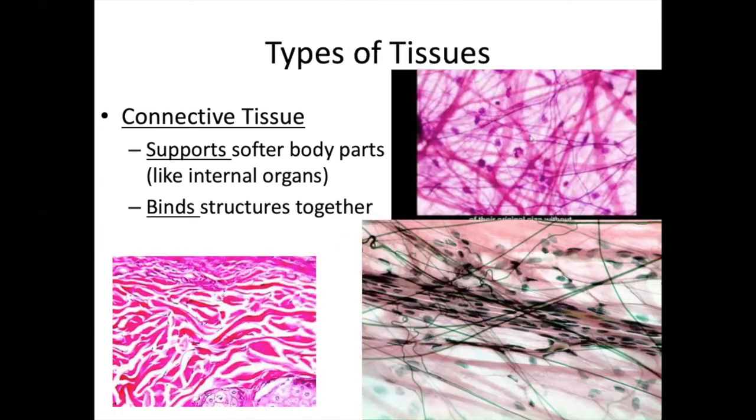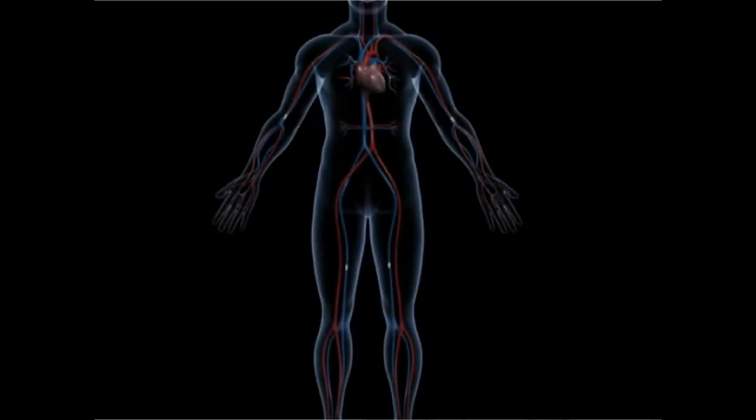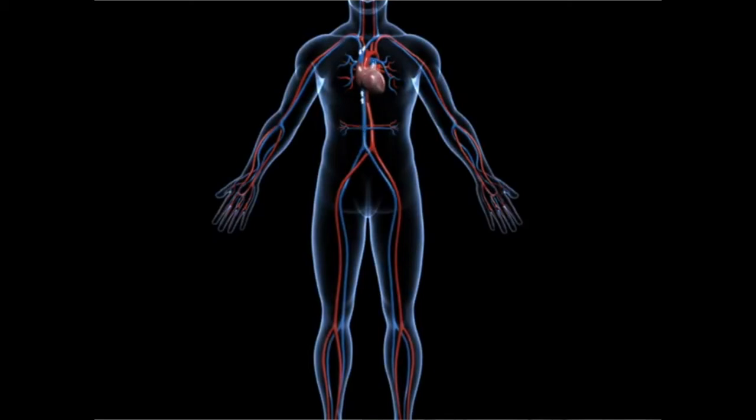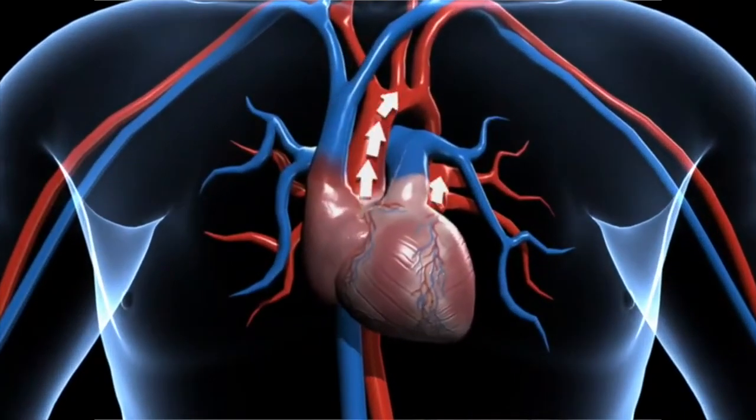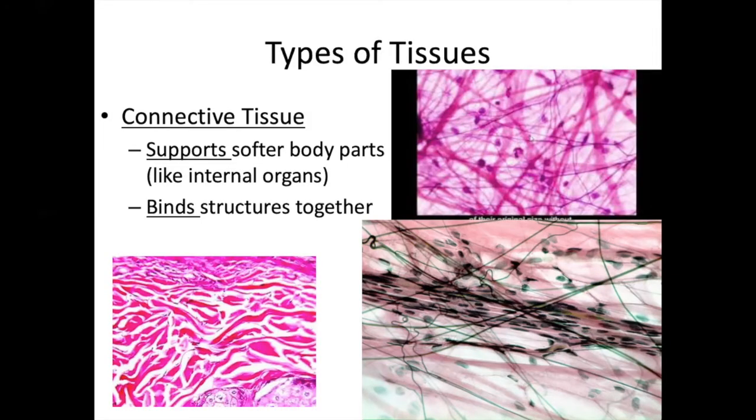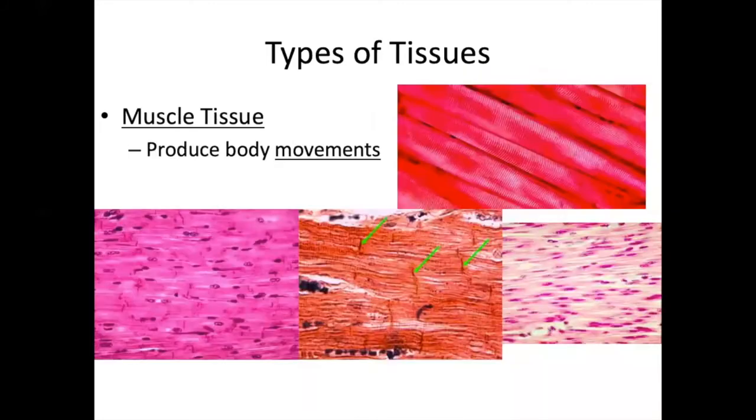Your blood is a form of connective tissue too. It's not physically holding you together, but it is connecting your lungs to your heart by delivering oxygen to your heart. It's connecting your digestive system to all of your muscles by delivering nutrients from your food to the muscles that need the nutrition. So all different kinds of connective tissue to talk about.